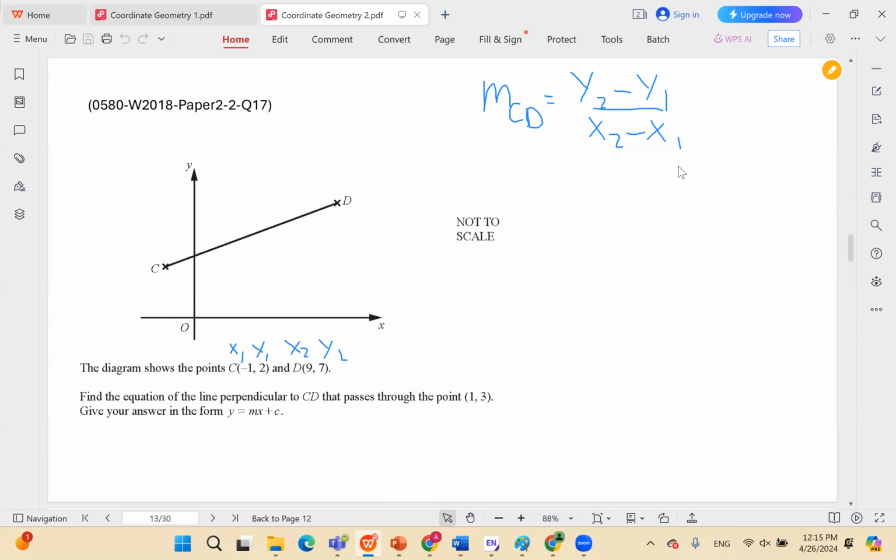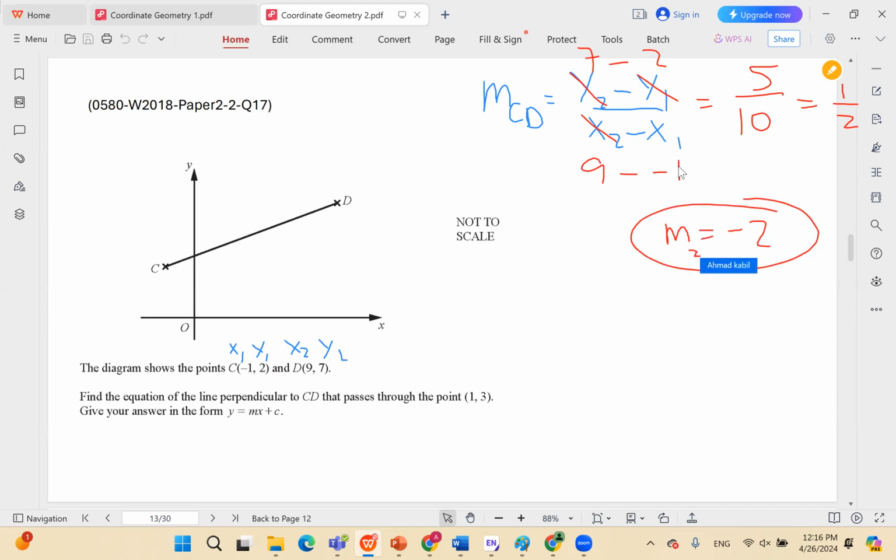So y2 is going to be 7 minus y1, which is 2, over x2, which is 9, minus x1, which is -1. So 7 minus 2 is 5. 9 minus -1 is 10. If we simplify this, we get 1 over 2. So our new gradient or slope will be negative 2 over 1. This is our M2 or our new gradient.